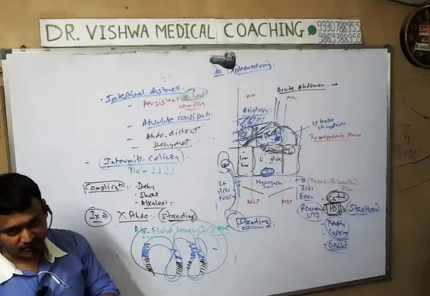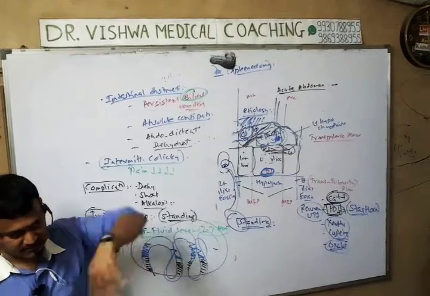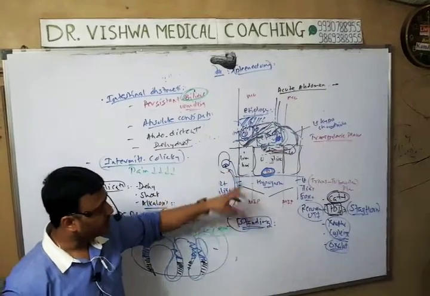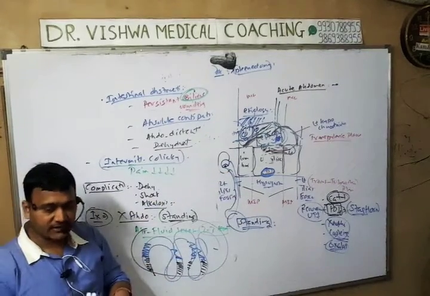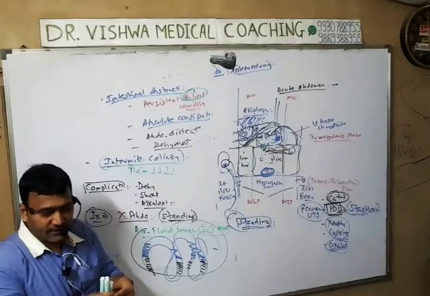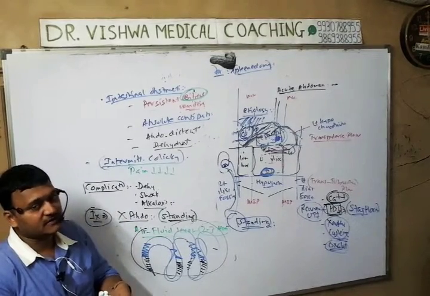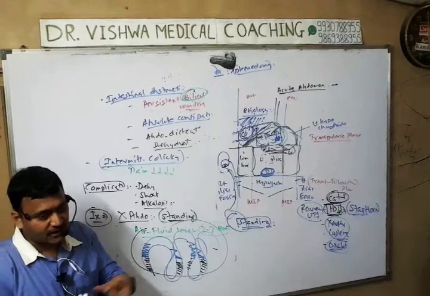Usually the sigmoid colon, because it is loaded with stool, gets twisted, and this is more common in children with chronic constipation. Intussusception is also a common condition in children, again when intestine goes into the intestine. There is something called the intussuscipiens, which is the outer one, and the intussusceptum, which is the inner one.